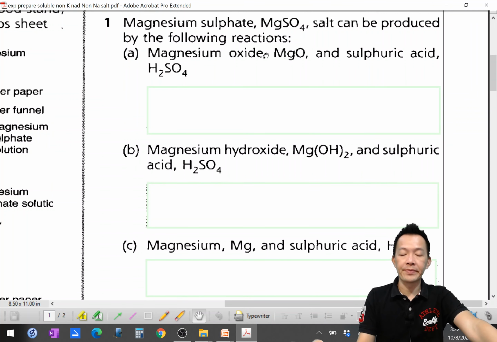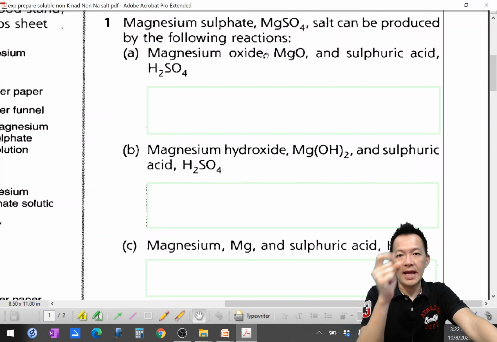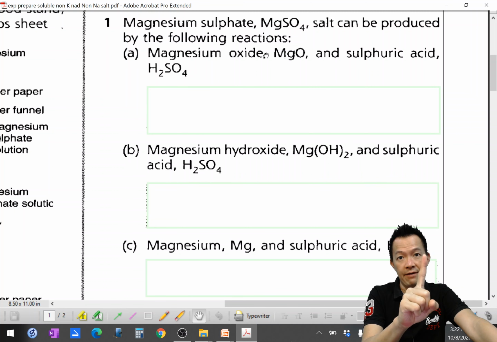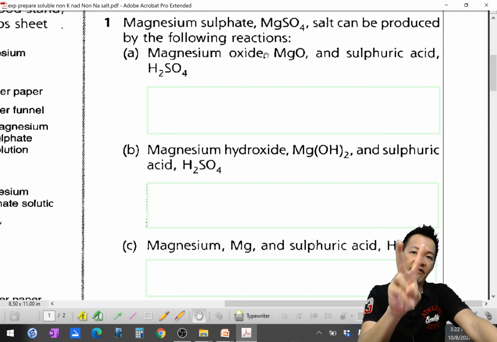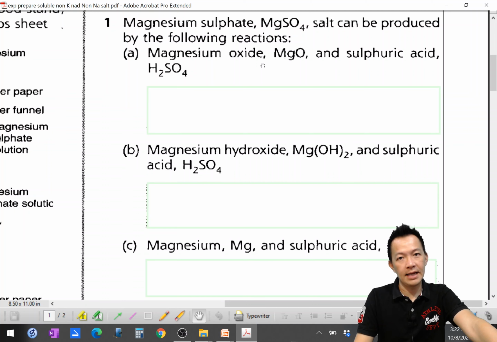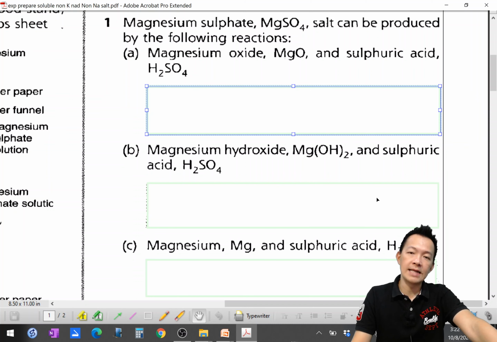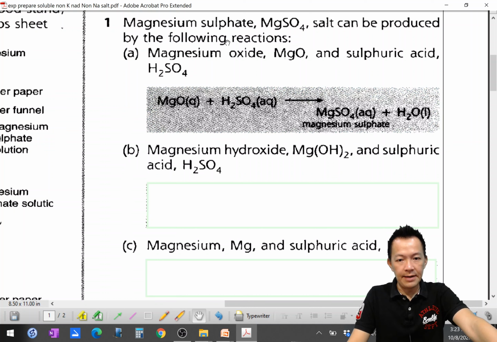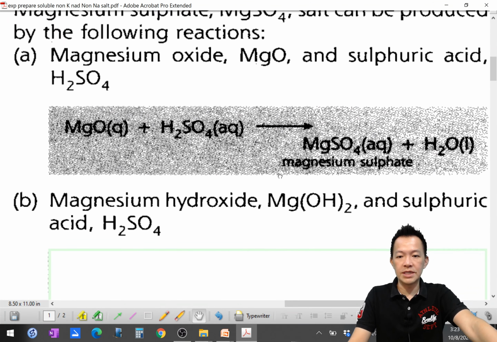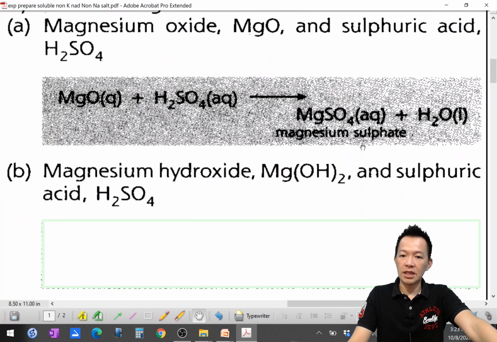So method number 1. Magnesium sulphate, you need an acid called sulfuric acid to supply the sulphate. It can react with 4 kinds of powder. Number 1, magnesium oxide. Base together with the acid, they have neutralization to produce salt plus water. So magnesium oxide reacts with sulfuric acid to become salt plus water. This is the salt that we need, called magnesium sulphate. So this is method number 1.